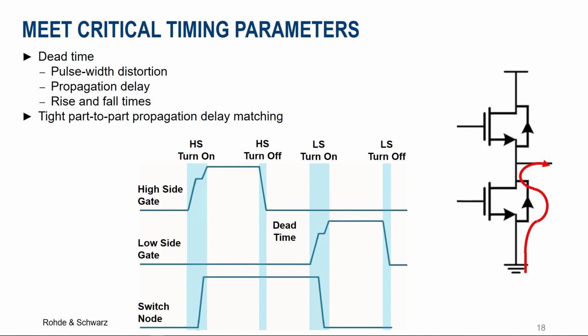During the dead time, current flows back through the IGBT or MOSFET body diode. Because the body diode has a much larger voltage drop than the device itself, this increases the conduction losses. The longer the dead time, the higher the losses. Therefore, it's critical to be able to accurately measure and characterize the dead time. If the drivers have tight part-to-part propagation delay matching, you can decrease the dead time without having to sacrifice efficiency or worry about safety.